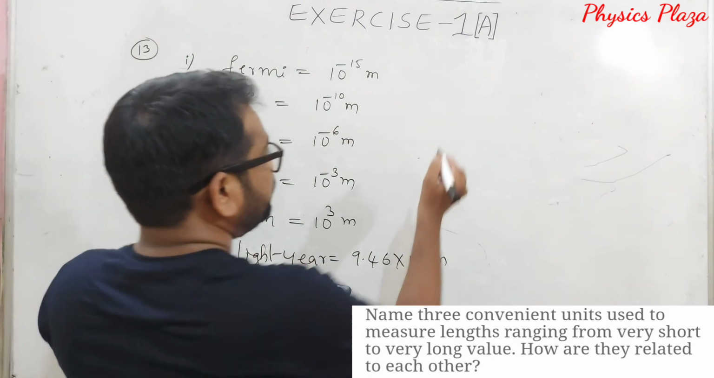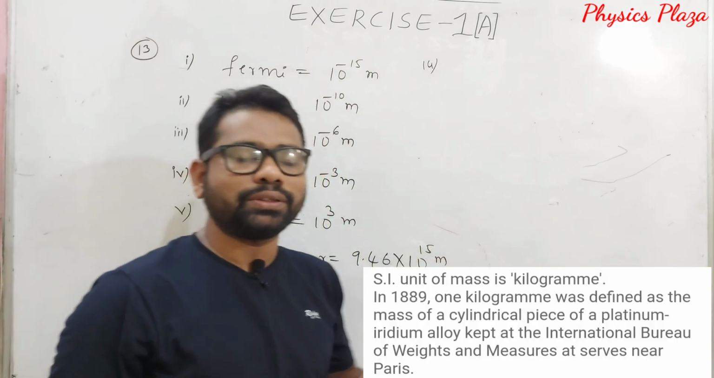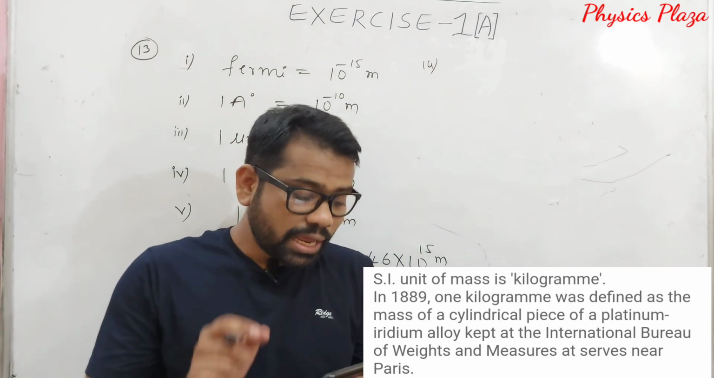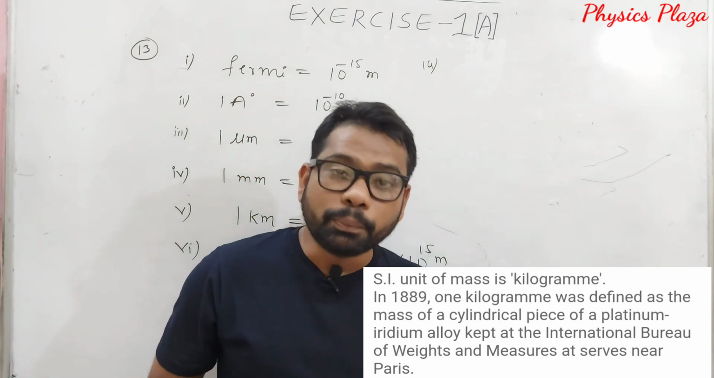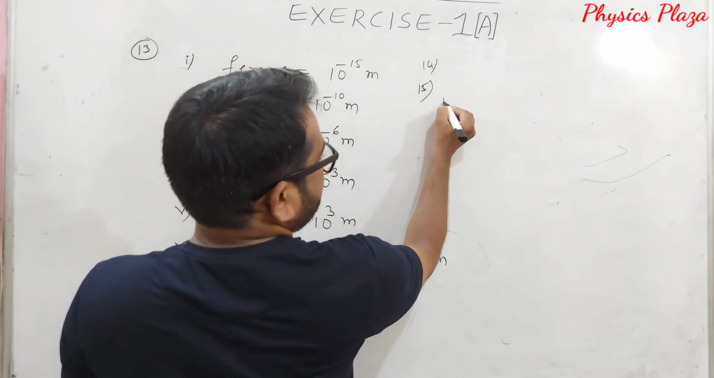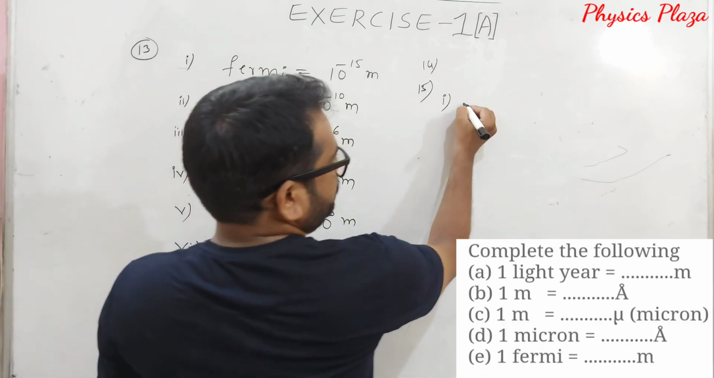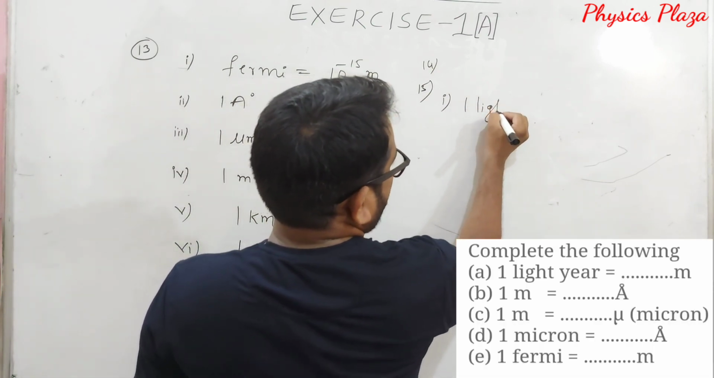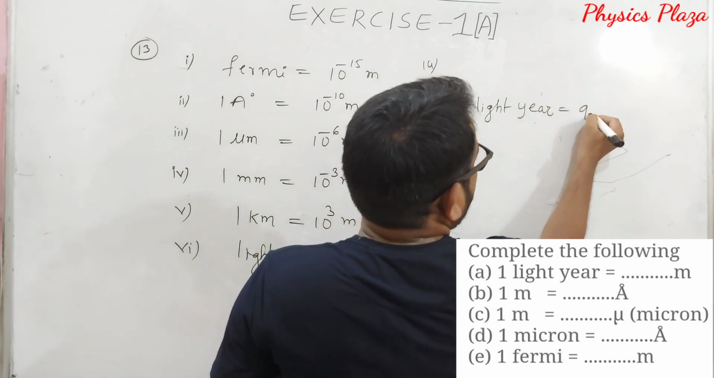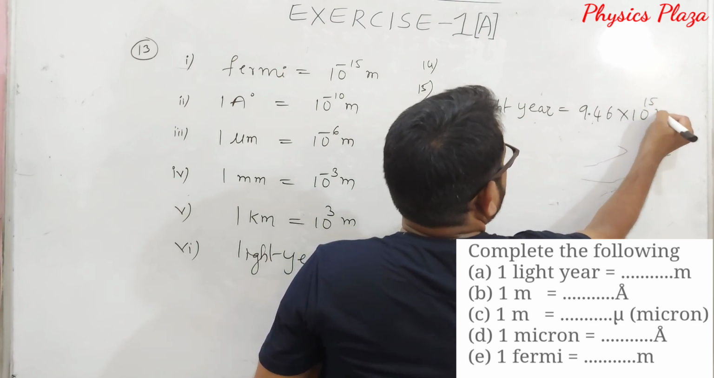Now question number 14. So what is the SI unit of mass? So the SI unit of mass is kg only. Now question number 15, dear children, complete the following ones. First one, 1 light year is equal to how many meters? 1 light year is equal to 9.46 into 10 to the power of 15 meters.